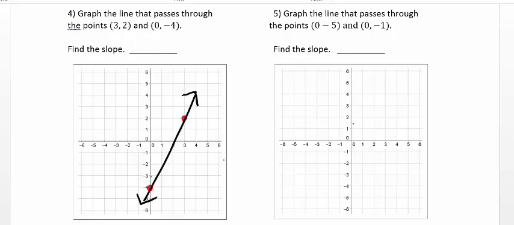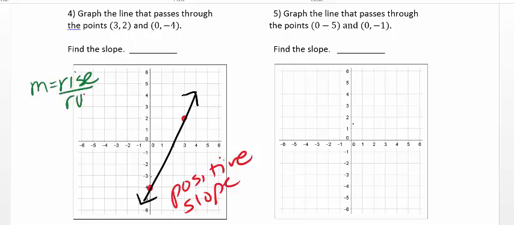Now, just by looking at this line, it's going up left to right, so I can tell it's going to have positive slope. So I know my answer for the slope of this line is going to have to be a positive number. Now, we said earlier that our slope was our rise over our run.